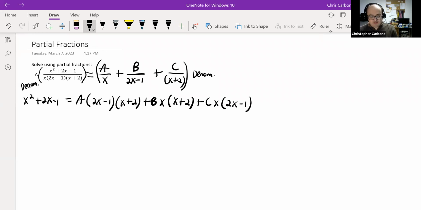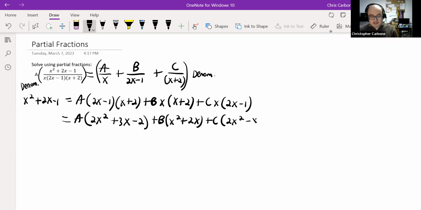So if we distribute those x's and FOIL the first binomial multiplication, we obtain a times 2x squared plus 3x minus 2, plus b times x squared plus 2x, plus c times 2x squared minus x.